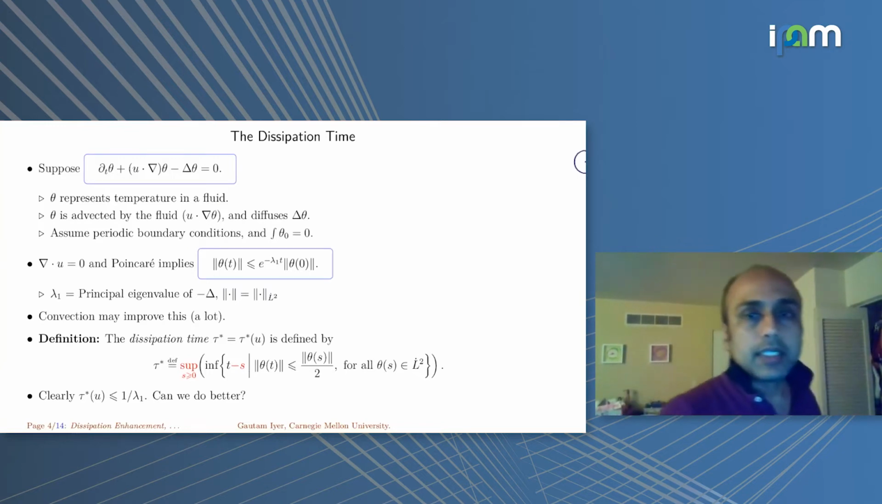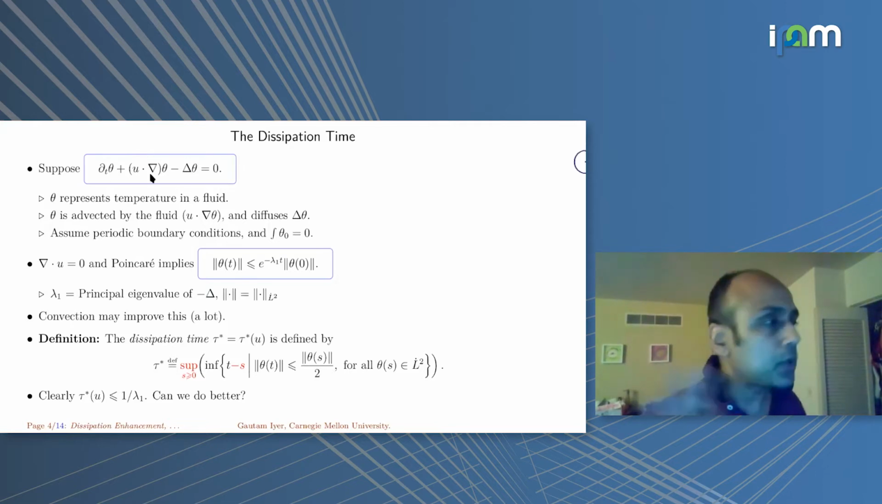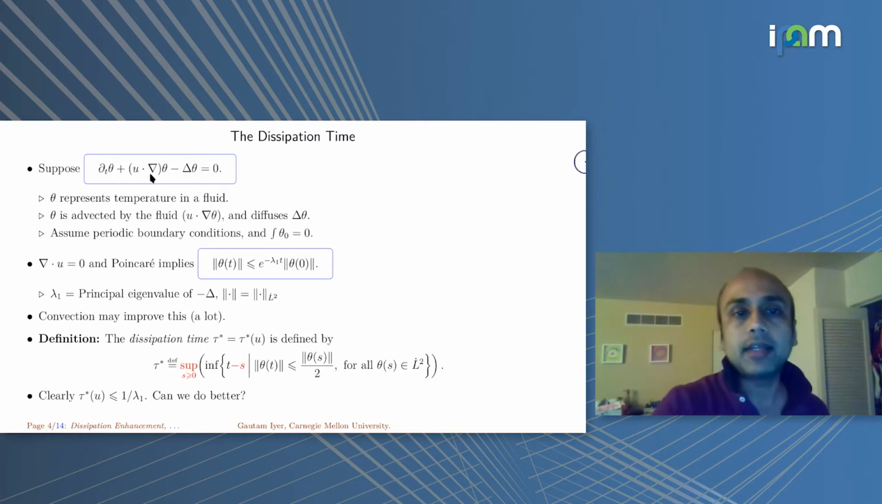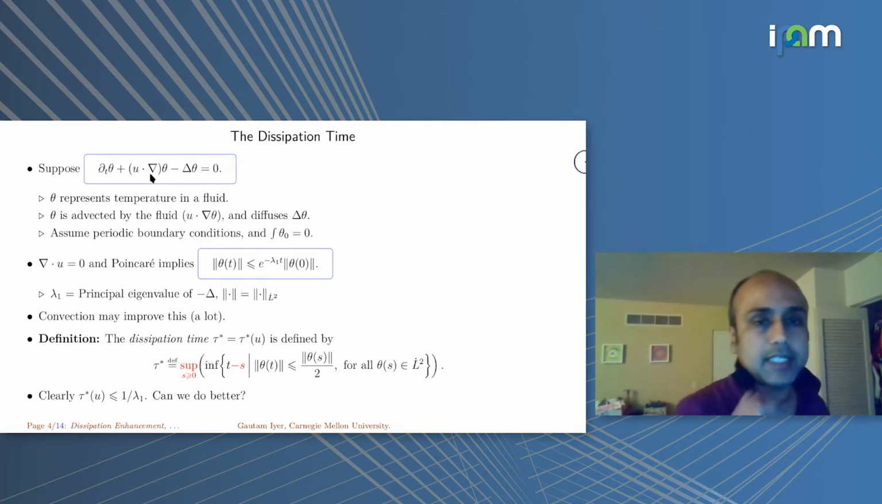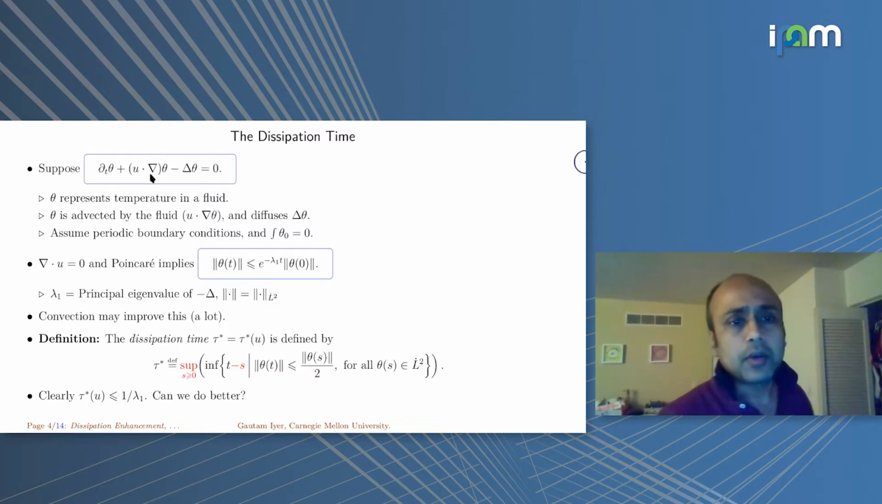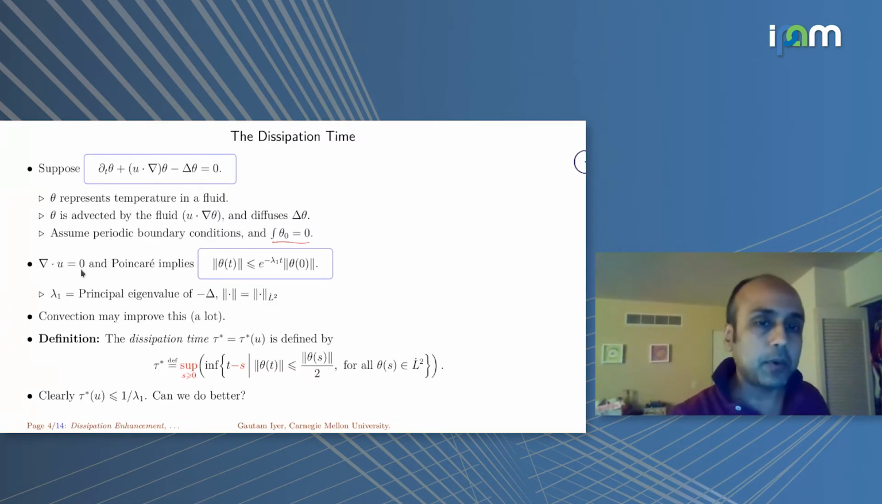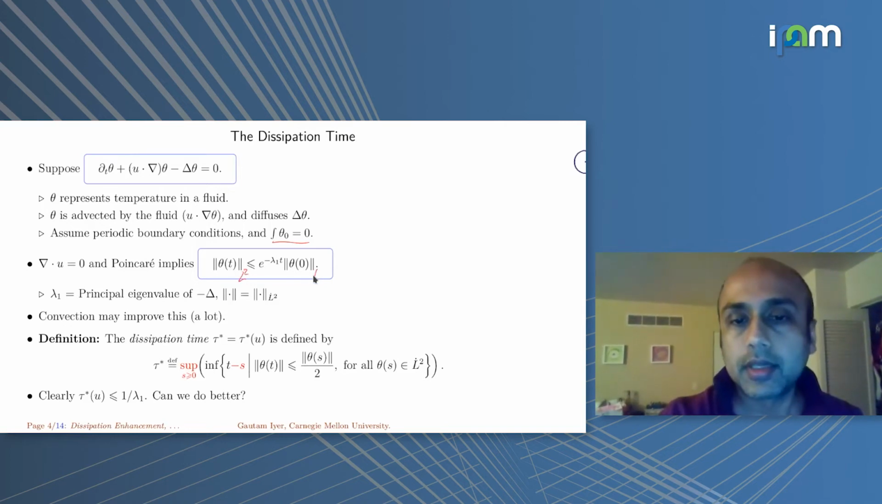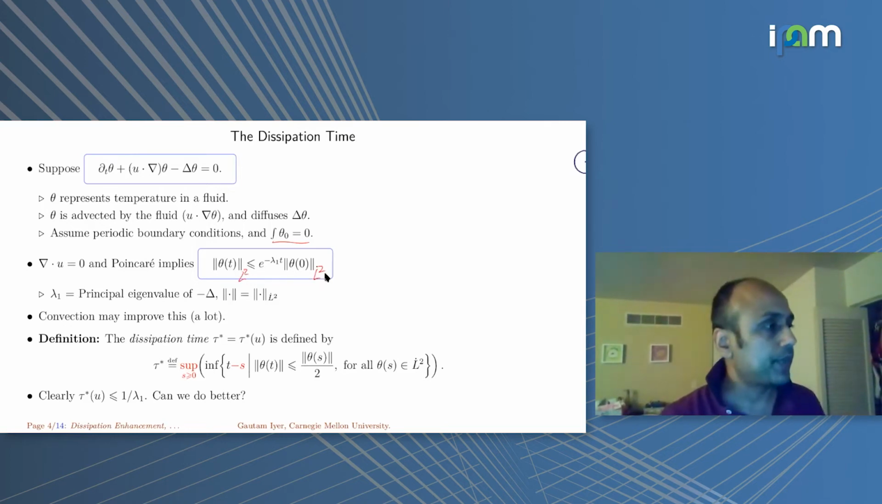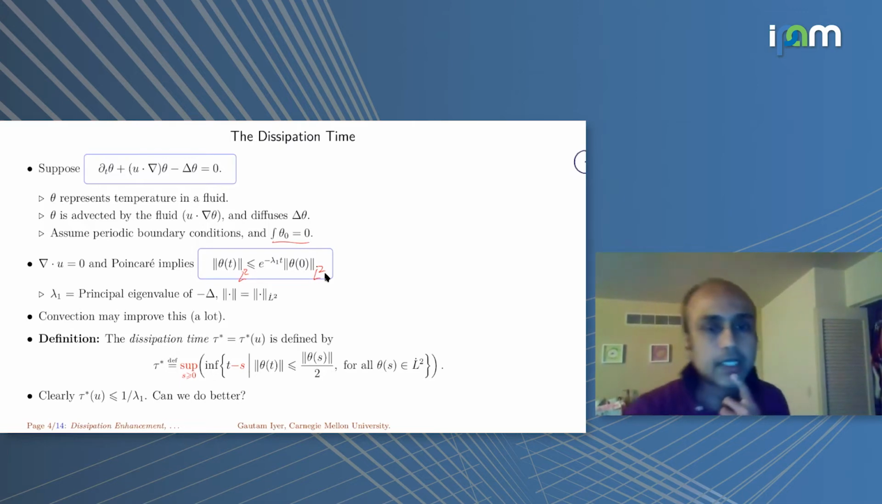carefully. To define tau star, let's look at the advection diffusion equation, no nonlinearity: dt theta plus u dot grad theta minus Laplace theta equals 0. This is just temperature in a fluid and I'm stirring it. Let's assume periodic boundary conditions and mean 0 initial data. Since divergence of u is 0, I can use the Poincaré inequality: multiply by theta, Poincaré. What do I know? The L2 norm of theta decays exponentially. The rate is the principal eigenvalue of the Laplacian.